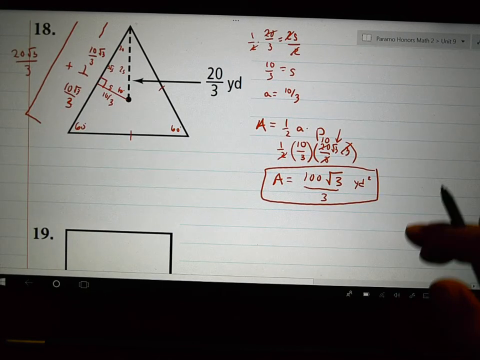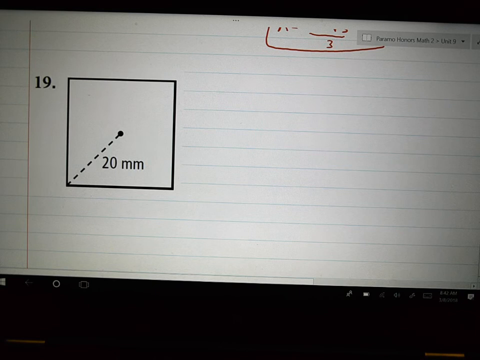Number 19, the last question that I have for you. A lot of notes today. I'm sorry, that's how it goes. You're given a diagonal, the radius, of a regular square. A regular quadrilateral is a square, by the way. That's what I meant to say.